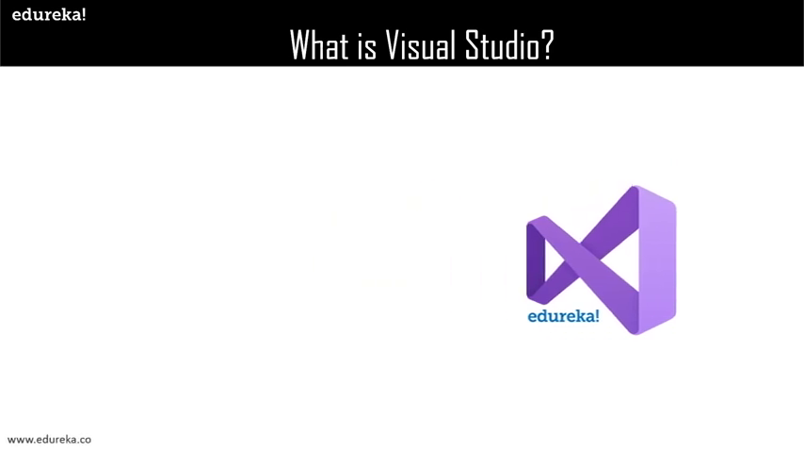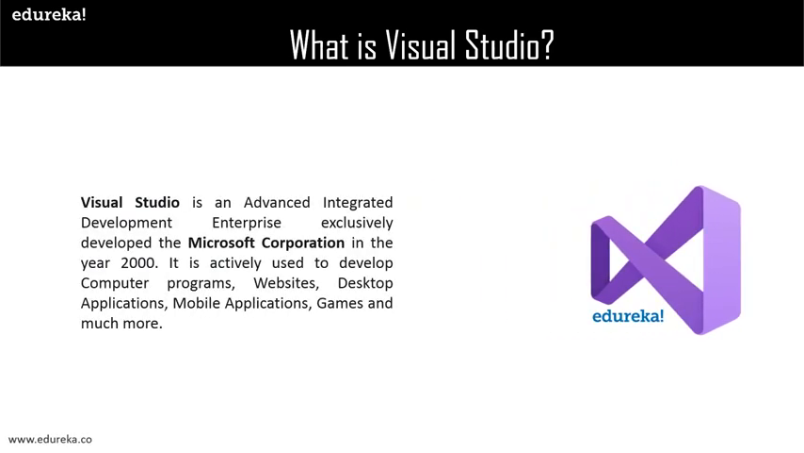What is Visual Studio? Visual Studio is an advanced integrated development environment exclusively developed by the Microsoft Corporation in the year 2000. It is actively used to develop computer programs, websites, desktop applications, mobile applications, and much more. Visual Studio is capable enough to support more than 36 programming languages that allow the code editor and compiler to execute nearly any programming language. Some popular programming languages that are supported by Visual Studio are Visual Basic, C programming language, C++ programming language, C Sharp programming language, Python, Java, JavaScript, and many more.